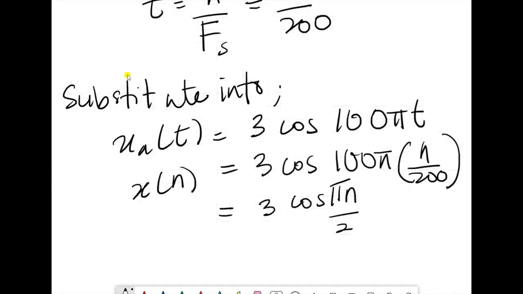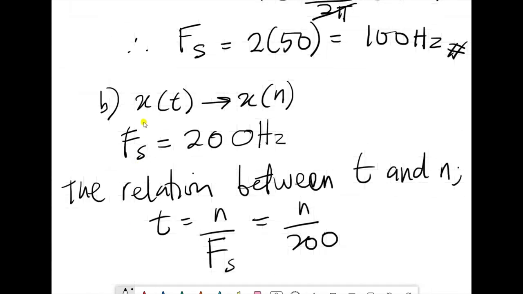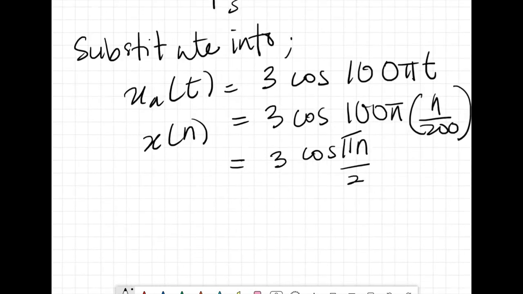And if you observe properly, the minimum sampling rate to avoid aliasing is 100 Hz, and the sampling frequency in question B is 200 Hz, which means it is bigger than the recommended sampling rate, so there should not be any aliasing. Okay, there should not be any aliasing.